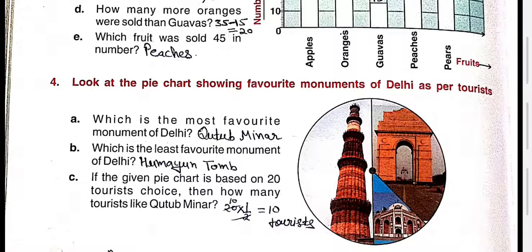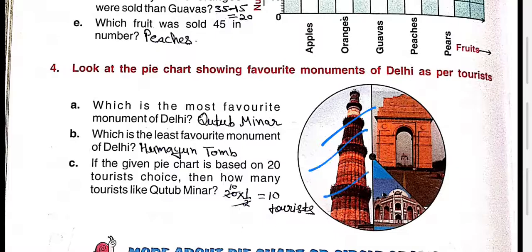Which is the most favorite monument? Which covers more part will win the most, and which covers less part will be the least. So more part is covered by what? Qutub Minar. It covers half the circle. So your answer is Qutub Minar.